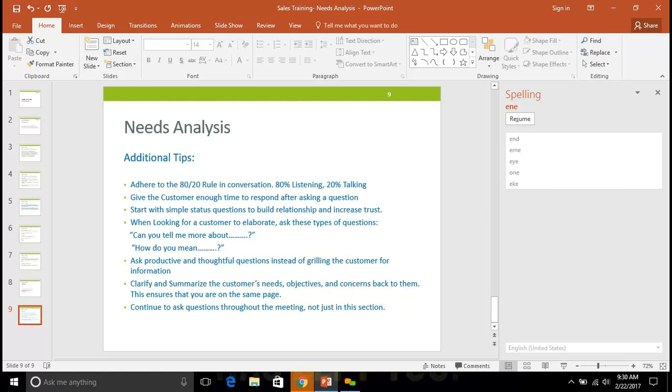Yeah, they're not passing security here. Like they're not trying to enter the country. Like you're trying to assess their needs. So don't be rapid fire grilling them. They don't want to feel like they're under the white hot spotlight here. Clarify and summarize the customer's needs, objectives, and concerns back to them. This ensures that you are on the same page.